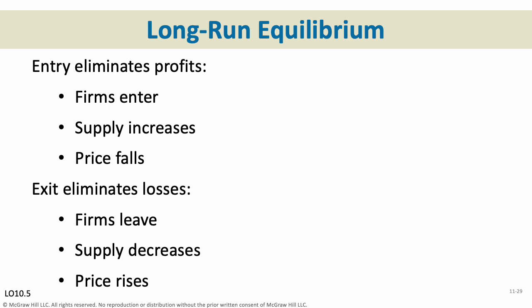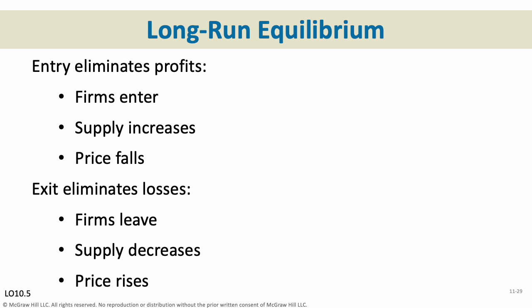So what about long-run equilibrium? Profits attract firms from less profitable industries and losses cause them to leave, to find a different one. And this reflects a determinant of supply, namely how many sellers we have. So if a lot of people start entering, it's going to eliminate profits. You'll get more supply, and price is going to come down.